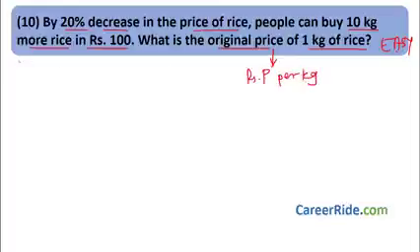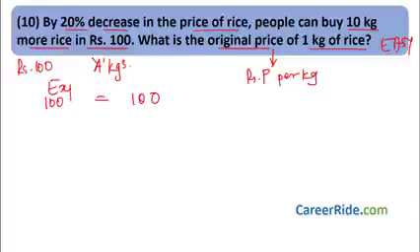Now, what they have given is that initially, in 100 rupees, people could buy some amount of rice. Do we know that amount? No. Let us assume that people used to buy a kg of rice, correct. Now, because of the change in price, people were able to buy 10 kg more in that same 100 rupees. What does that mean? The 100 rupees remains the same. So the expenditure, 100 rupees, is remaining the same.